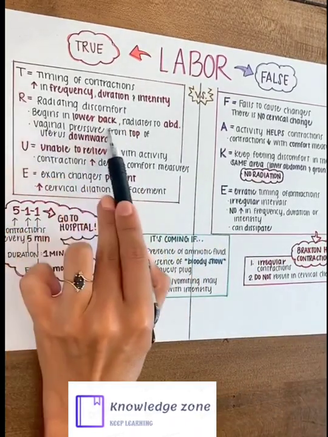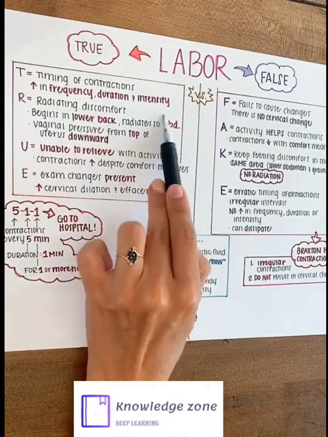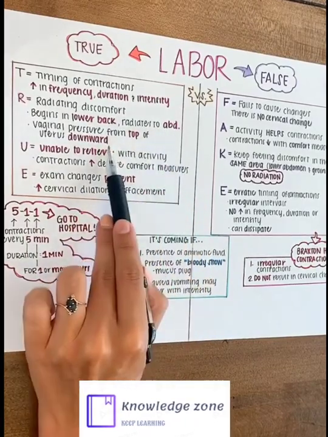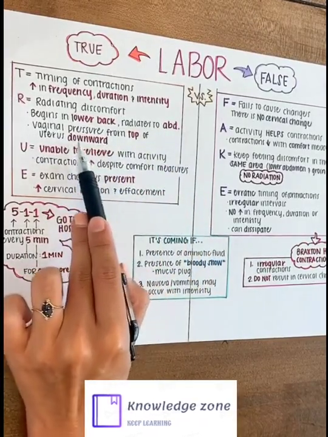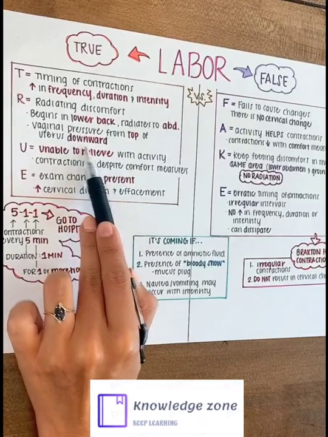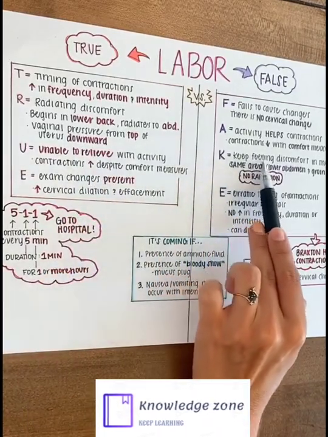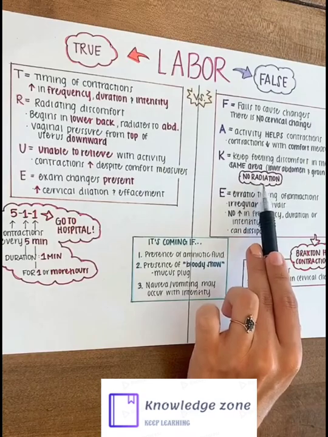R is for radiating discomfort that radiates from the lower back and wraps around to the abdomen. Keyword here is radiate. Baby is also making their descent, so pressure will start at the top of the uterus and move downward. In false, we see discomfort in the lower abdomen and groin that stays in place.